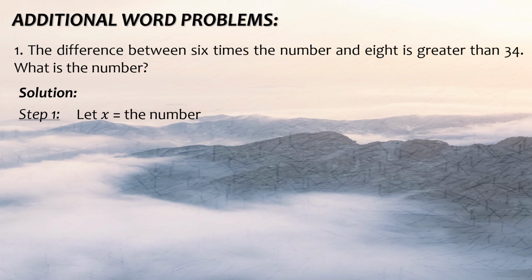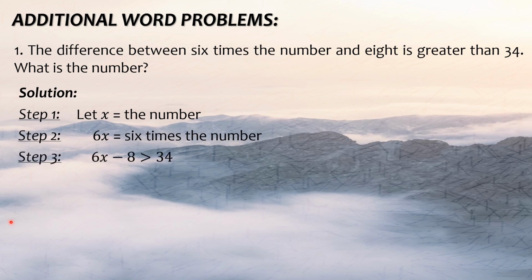And then, paano natin malalaman yung second number? Sabi dyan, difference between 6 times the number. So, i-multiply natin the number or yung variable x sa 6. So, 6x will represent 6 times the number. And then, the difference. Sabi dyan, difference. So, ibig sabihin, i-minus natin yung 6 times the number at yung number. So, 6x minus 8 is greater than 34, which is yung ating inequality.